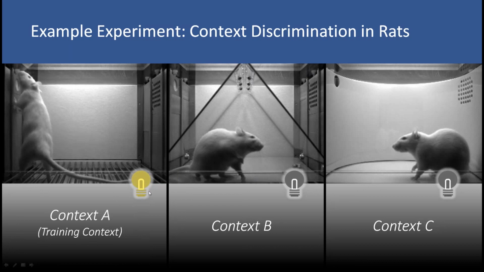And this is an example of some of the experiments we've been doing. So we have been training the animals in one context, and testing them in two additional contexts. So we have a training context we call A, and then we have two test contexts, B and C. Training is done with bright lights on. Testing contexts are both done with visible lights off.